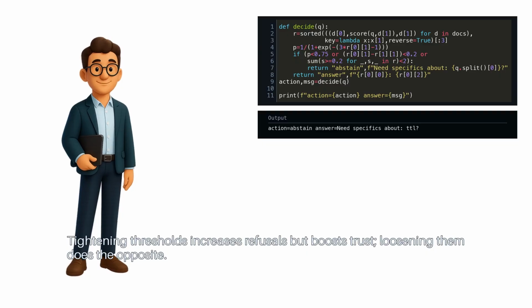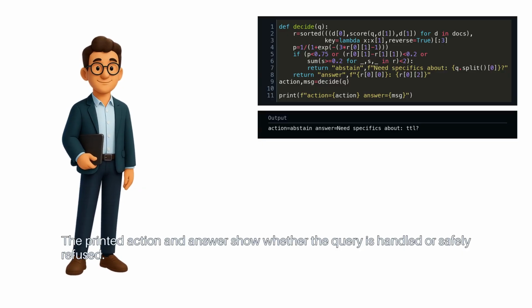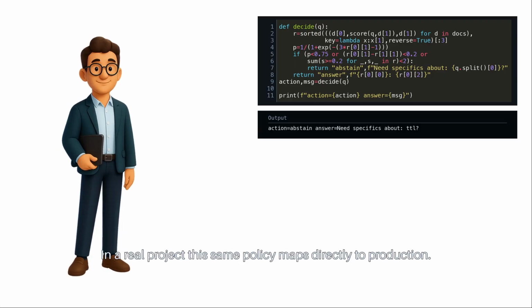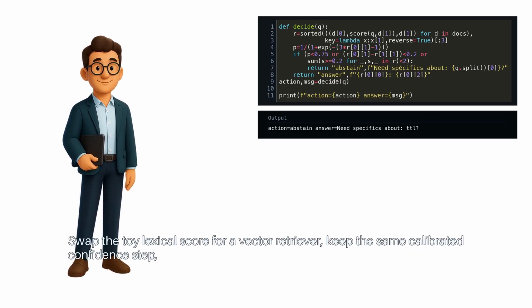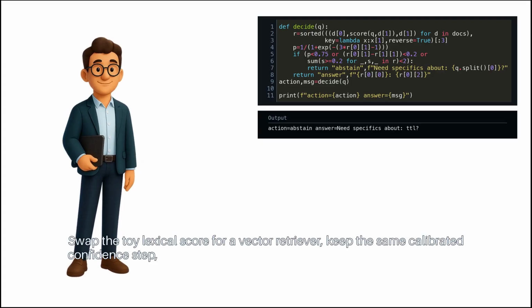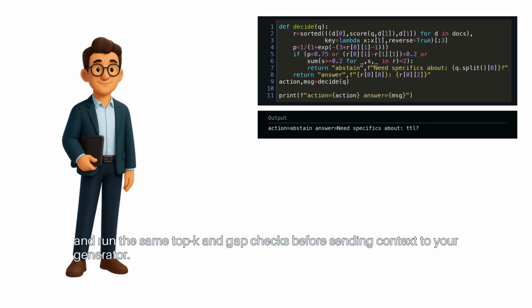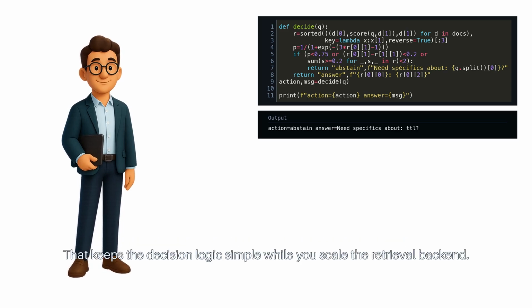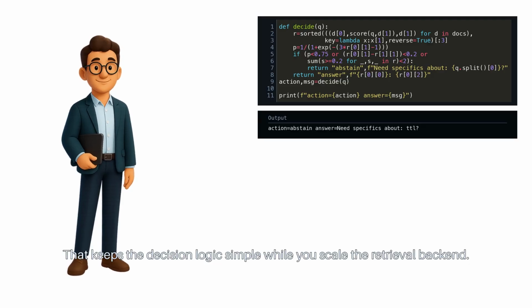Tightening thresholds increases refusals but boosts trust. Loosening them does the opposite. The printed action and answer show whether the query is handled or safely refused. In a real project, this same policy maps directly to production. Swap the toy lexical score for a vector retriever, keep the same calibrated confidence step, and run the same top-K and gap checks before sending context to your generator. That keeps the decision logic simple while you scale the retrieval backend.